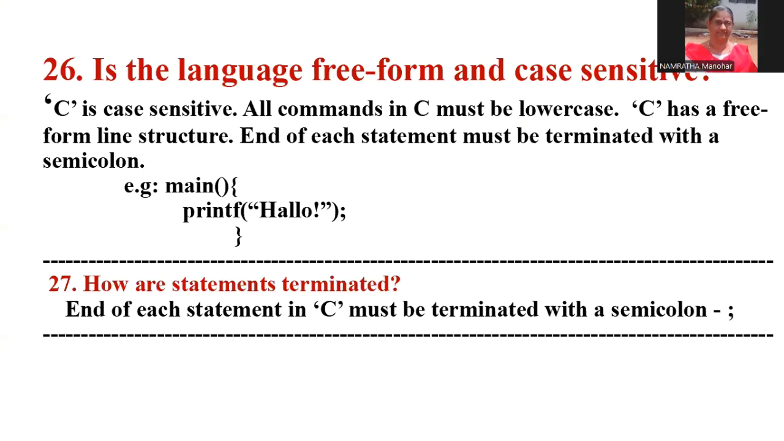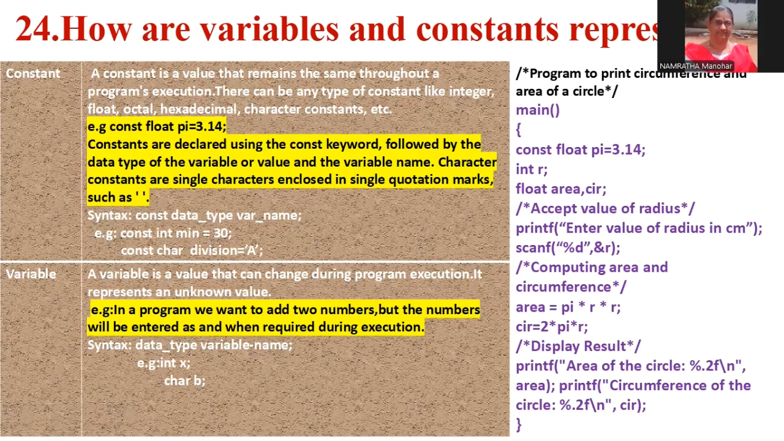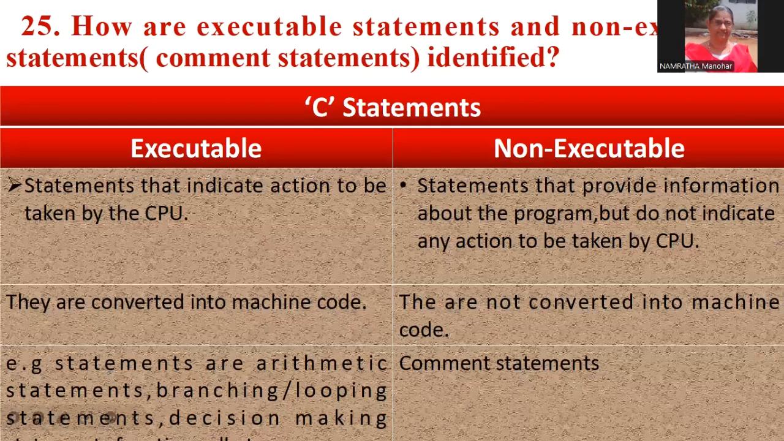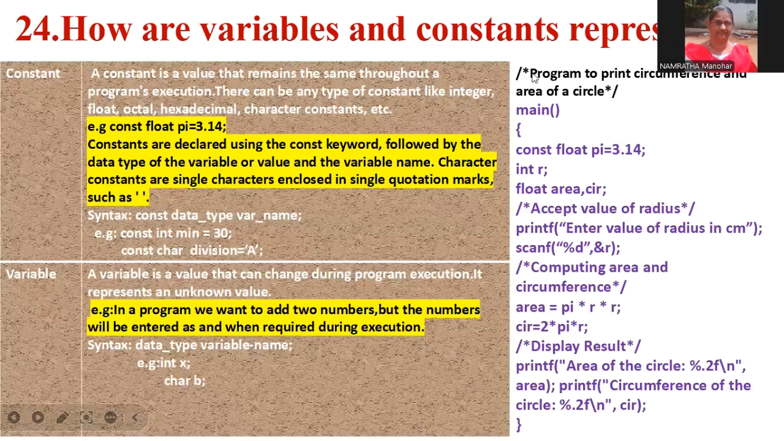Now, question number 25. How are executable statements and non-executable statements, that is comment statements, identified? Now, C statements are of two types, executable and non-executable. Statements that indicate action to be taken by the CPU are executable statements. Statements that provide information about the program but do not indicate any action to be taken by the CPU are non-executable. Here we have this comment statement, which is a non-executable statement.